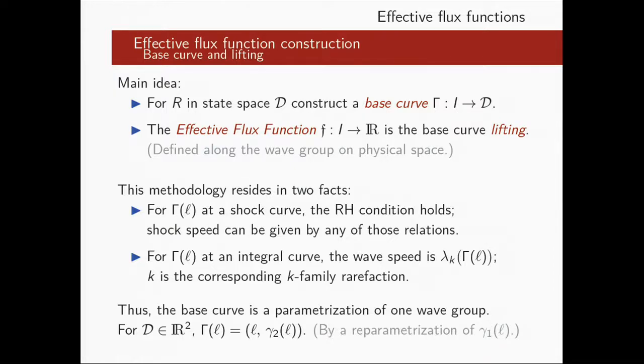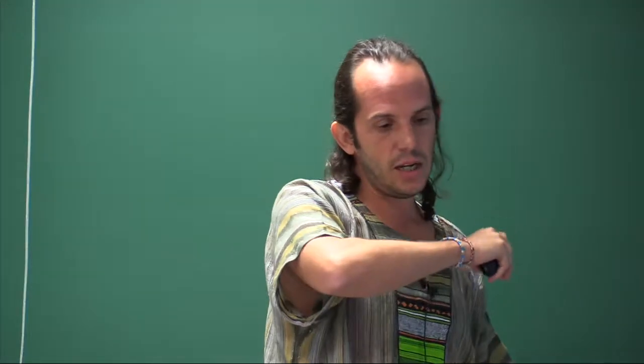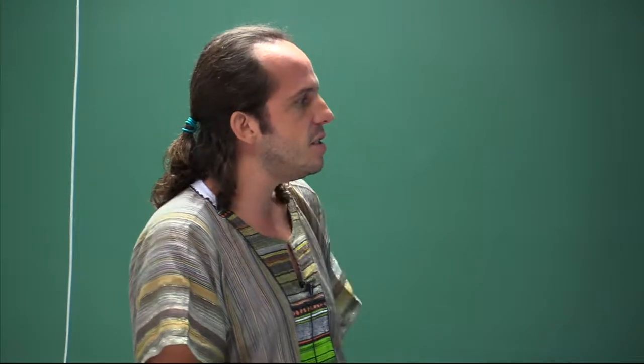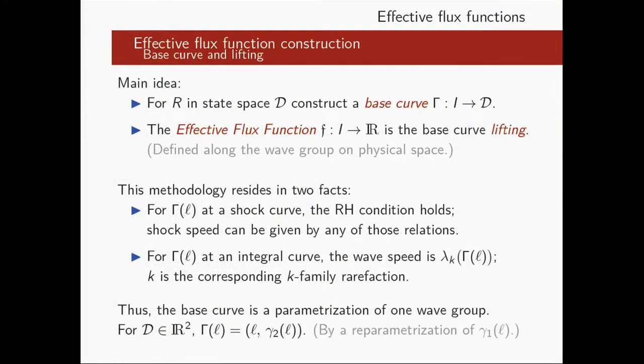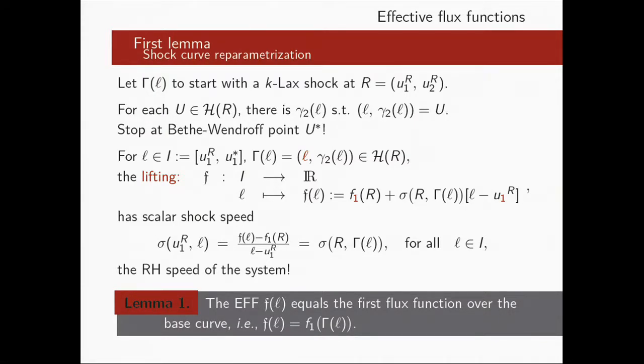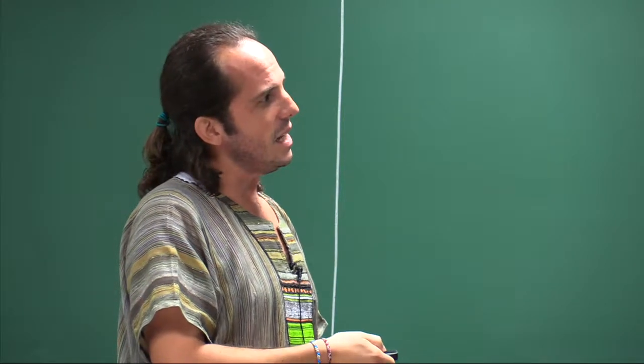So when I have a shock curve, I can use Rankine-Hugoniot conditions, and I can use this condition to try to find all these phase points that are going to be there. And for the rarefactions, it's easier because I know exactly where the integral curves pass through the phase space. So I'm going to take these two ideas and try to do the lifting. This is the first lemma. This one we actually used very well before without noting it, but it's the same.